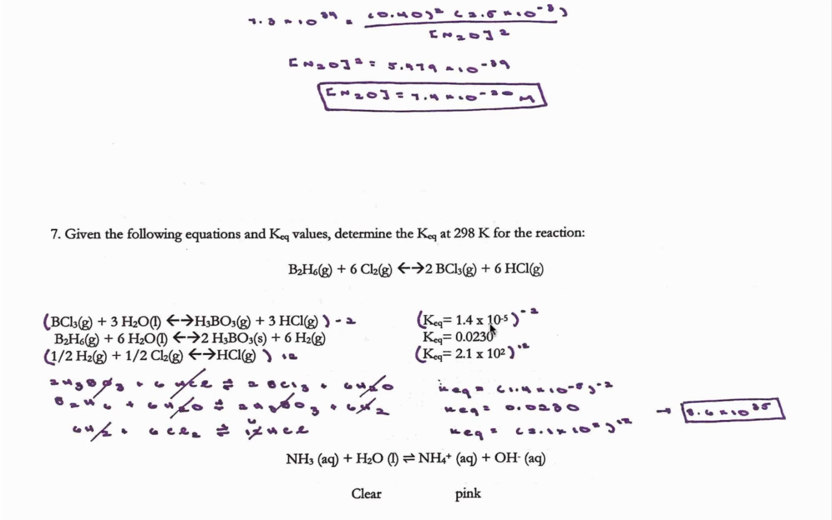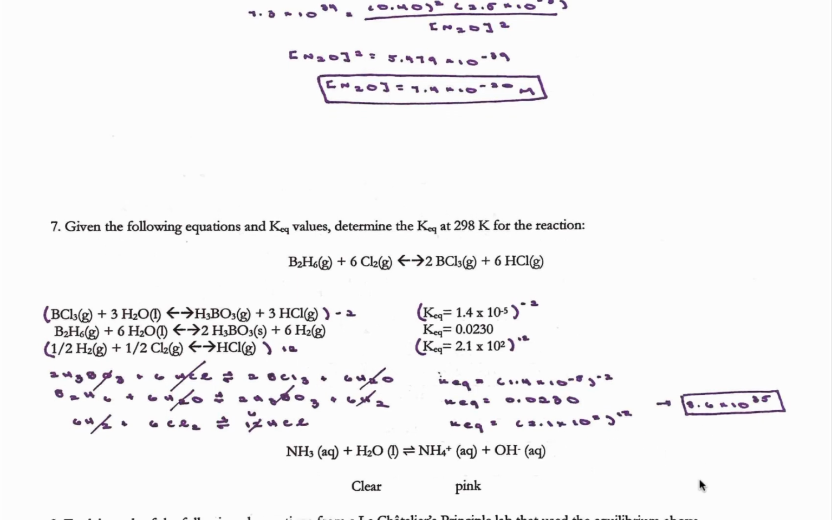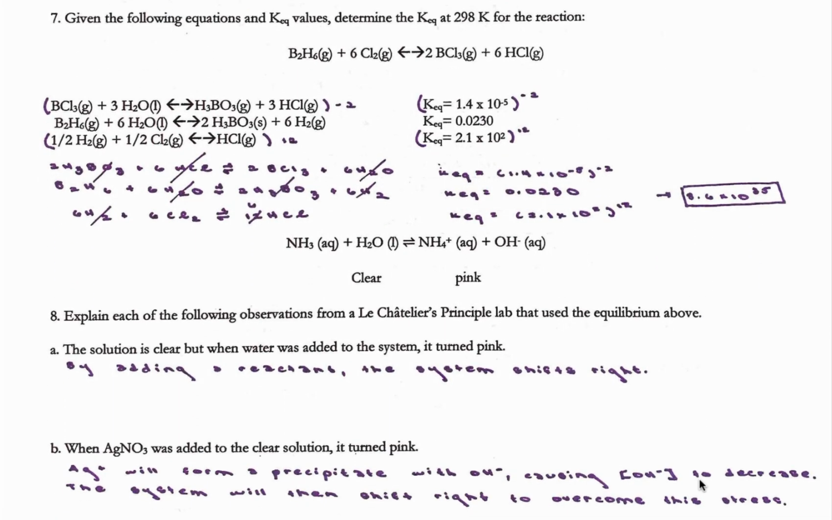So I'm going to take 1.4 times 10 to the -5th, raise it to the -2nd, then multiply by 0.0230, and then multiply by 2.1 times 10 to the 2nd, but I'm going to raise that to the 12th. And what I end up getting is 8.6 times 10 to the 35th.